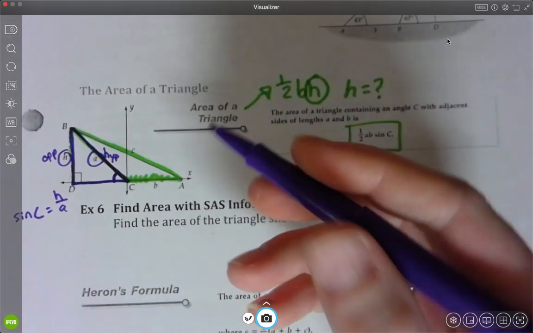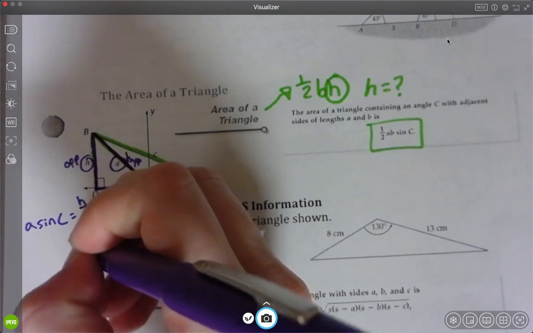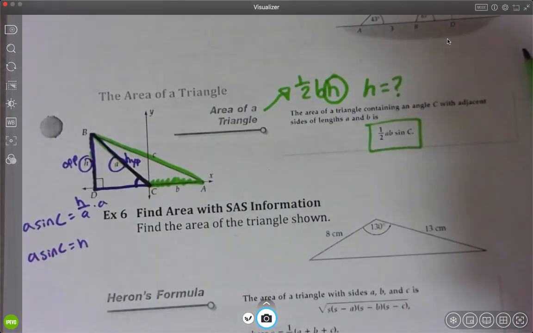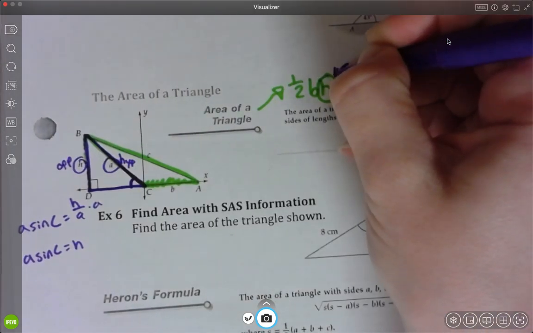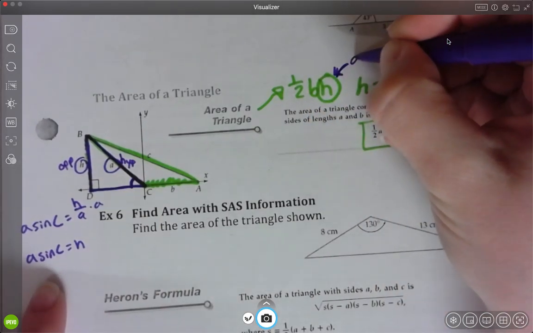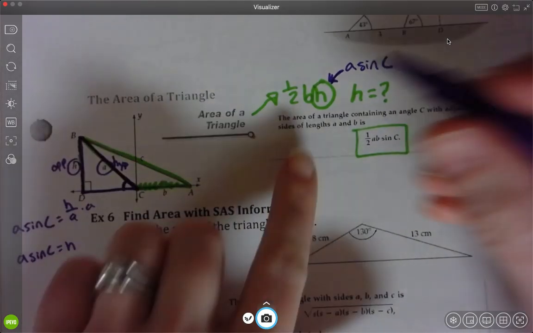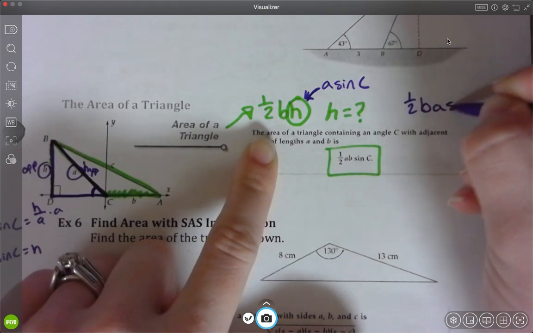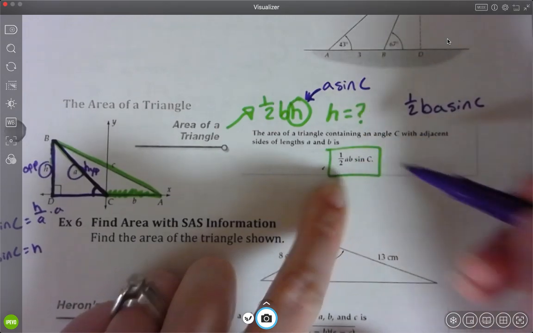Okay, and then to solve for H, if I multiply A to the other side, I have H will be equal to A sine of C. So when I'm talking about my height here, I can replace the height of triangles like this with A times sine of C, which will look like 1/2 base A sine C. They just wrote it as 1/2 AB times sine of C.